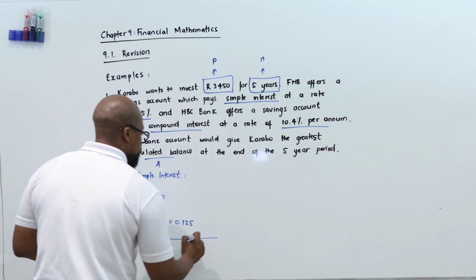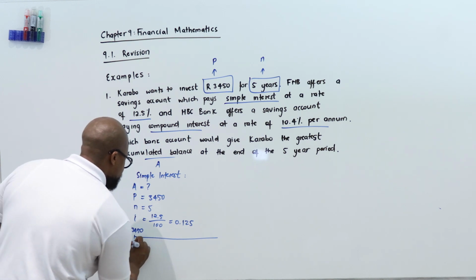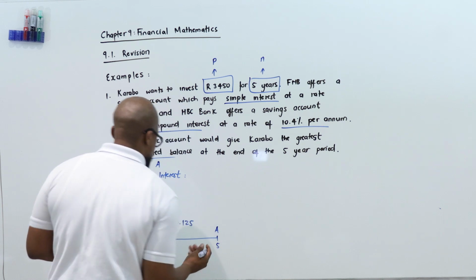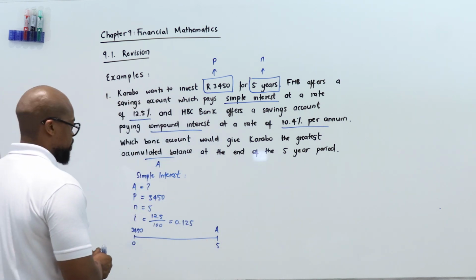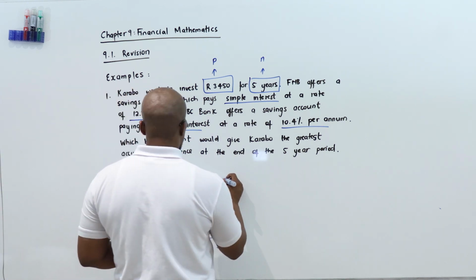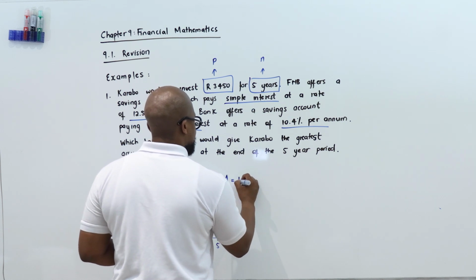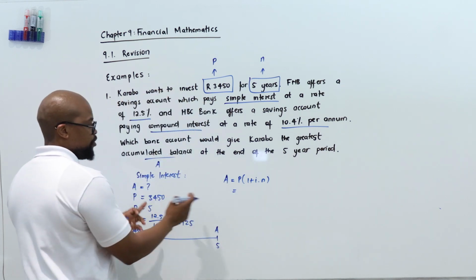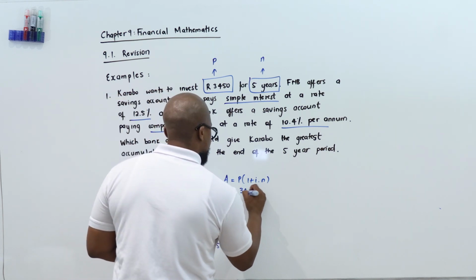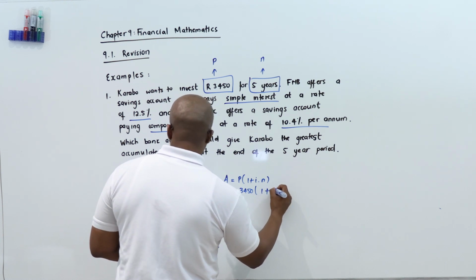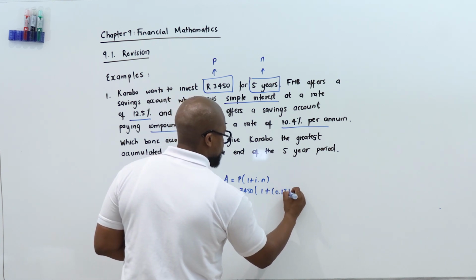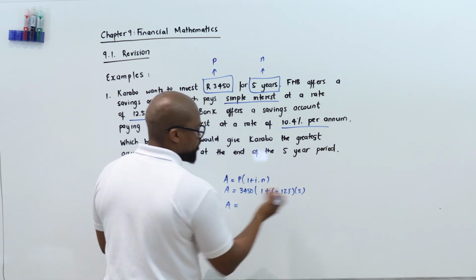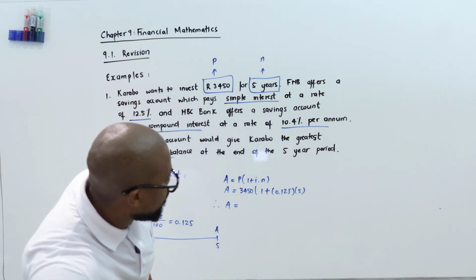So basically, if I were to draw a timeline, I'm saying at time 0, I'm investing 3,450, and I need to know what this amount is going to accumulate to in 5 years' time. So that's the A that we're trying to calculate in this regard, right? So now let us go. We know the simple interest formula is A = P(1 + i × n). And then we just substitute all these key values. I've got 3,450 multiplied by (1 + 0.125 × 5). So what you then need to do is put this in your calculator and calculate the final value.